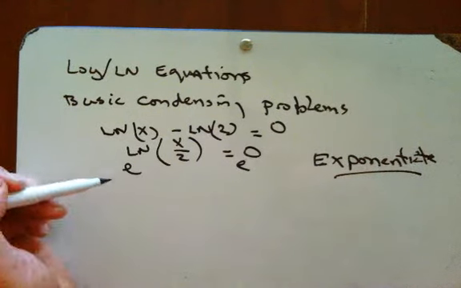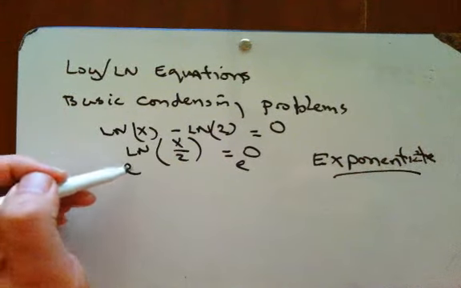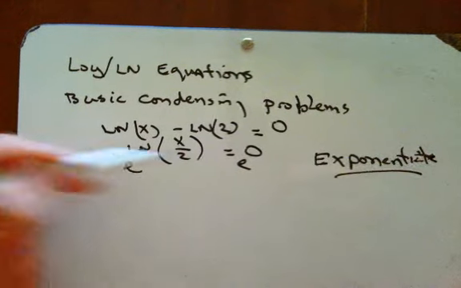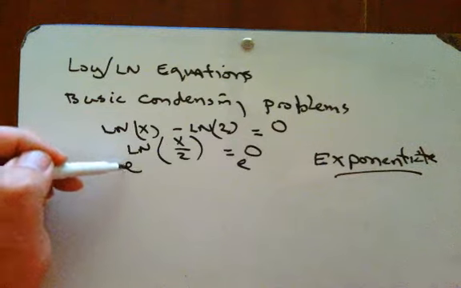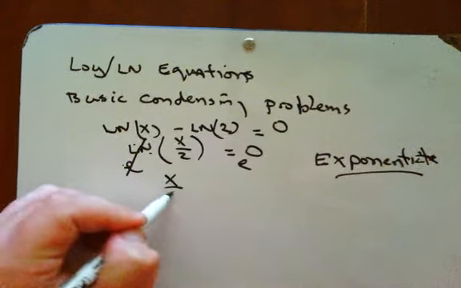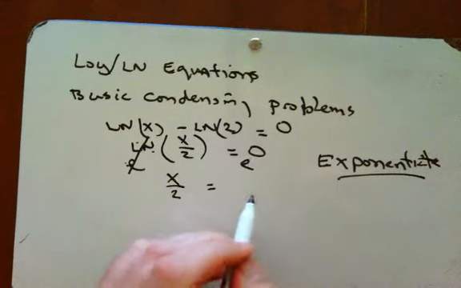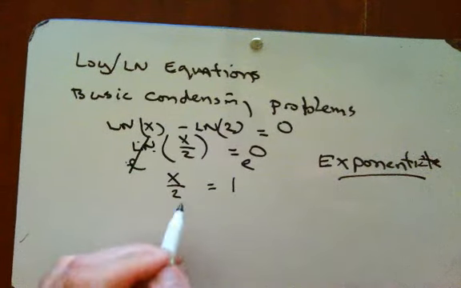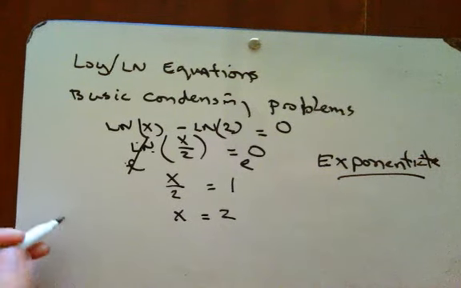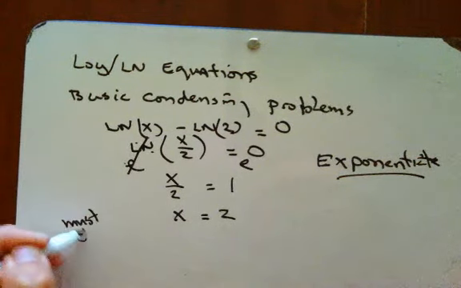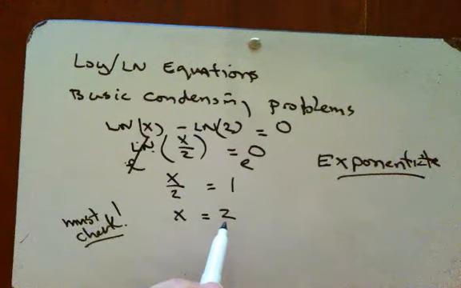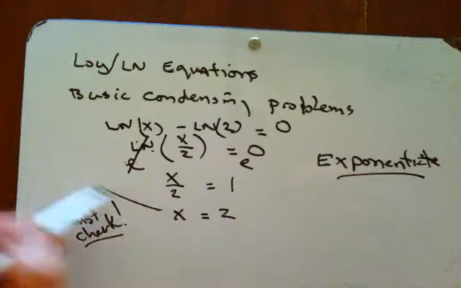If this said log base 2 of x over 2, I'd exponentiate with 2 on both sides. And if this said log base 7 of x over 2, I would exponentiate with 7 on both sides. But it does say log base e or ln, so I'm going to use e as the base on both sides. Now on the left-hand side, e to the power of and log base e cancel each other out, and we're left with x over 2. On the right-hand side, e to the 0 is 1, and so I end up with x equal to 2.